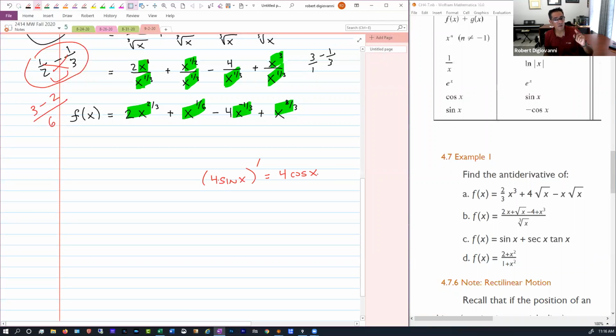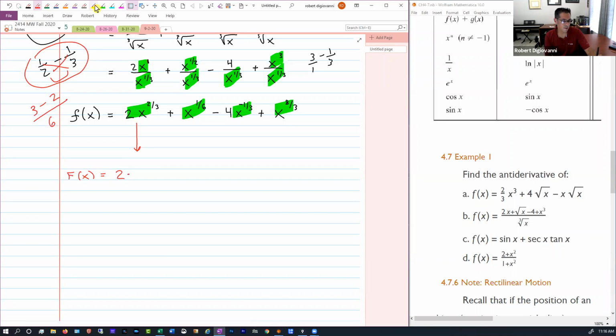So when you do antiderivatives, it works the same way. That's good news. If we have a constant, it's just going to come for the ride. So I'm going to start taking antiderivatives here. First of all, the 2 is going to come for a ride.